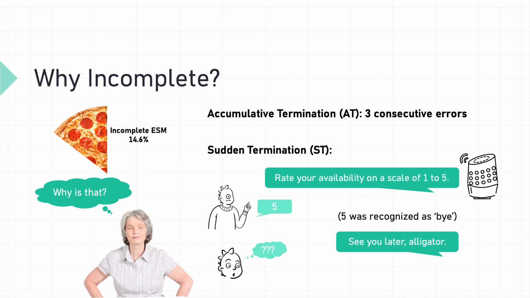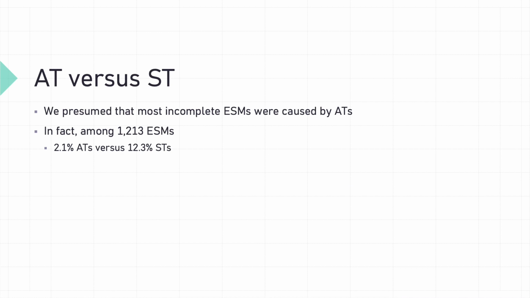As clearly demonstrated by the conversation, Google misrecognized 5 as "buy", and instead of triggering the error message, it treated "buy" as a higher priority command and terminated the ESM suddenly. In fact, STs occur 6 times more commonly than ATs, and 5 or "buy" is not an individual case.